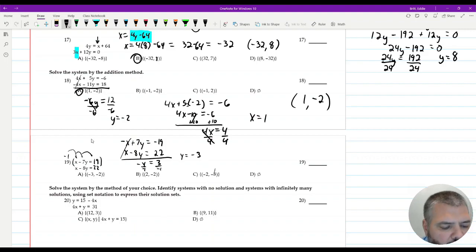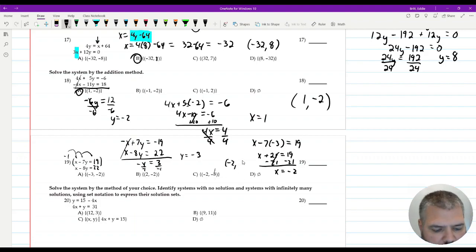So you can take either equation, no matter which one. I'm going to take the top one here. And for the y, I'm going to plug in a negative 3. So I have x minus 7 times negative 3 equals 19. Or x plus 21 equals 19. Subtract 21 from both sides, and you can see x equals negative 2. So x is negative 2, y is negative 3. And that's the answer that I have right here.